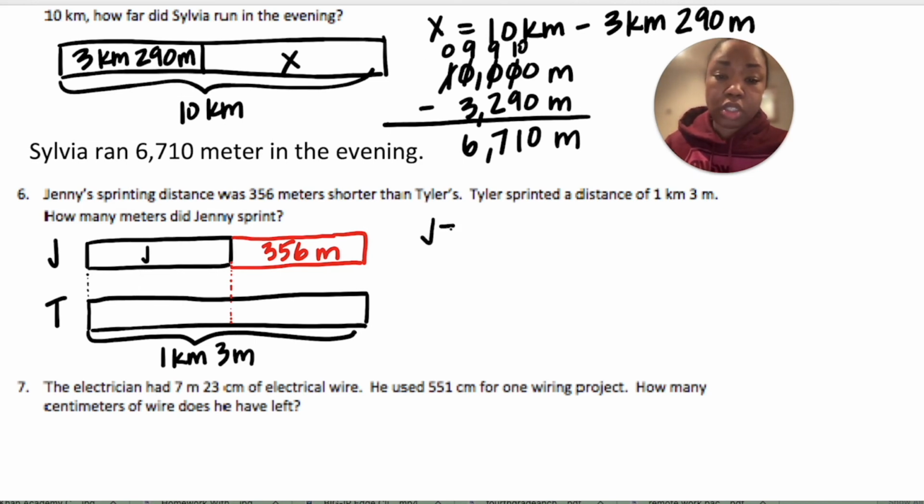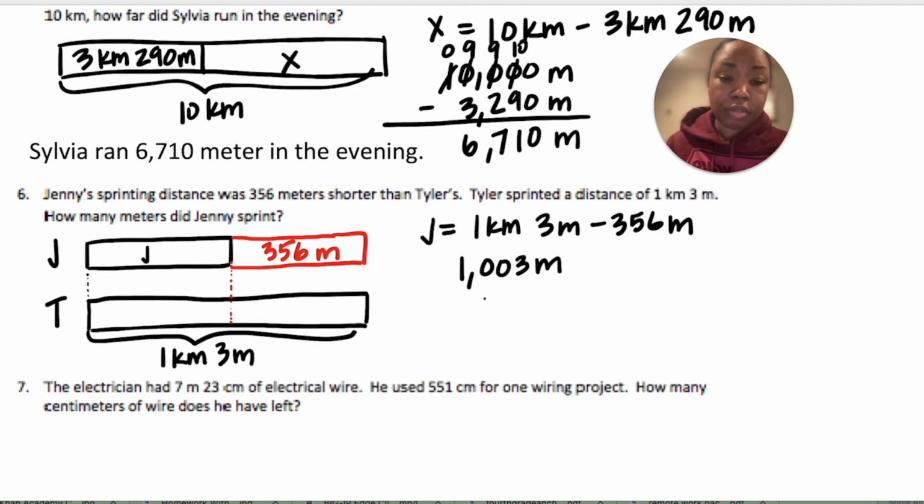So Jenny's distance is going to be 1 kilometer, 3 meters minus 356 meters. I'm going to do smaller units. So this is 1,003 meters, right? Kilometers is 1,003. No hundreds, no tens. Minus 356 meters.